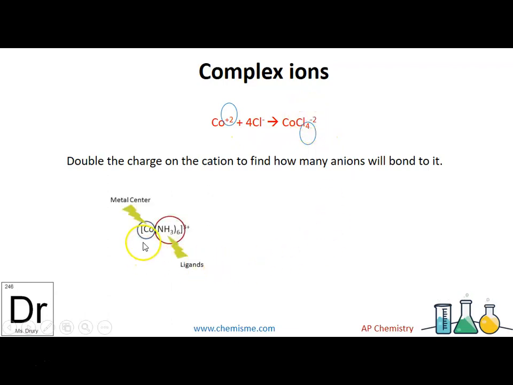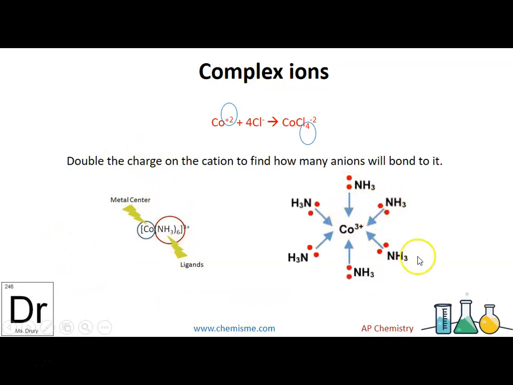Another example is cobalt's plus 3, so that's why we had 6 ammonias attached to it. 3 times 2 is 6. And ammonia doesn't have a charge, so if it was cobalt plus 3 and ammonia has no charge, it stays plus 3. These things that you're attaching onto the ion are called ligands. Now, I'm not going to test you on that word, but in case you want to know it for future chemistry, they're like little arms that are coming out of the cobalt that keep it soluble. It's kind of like this, right?